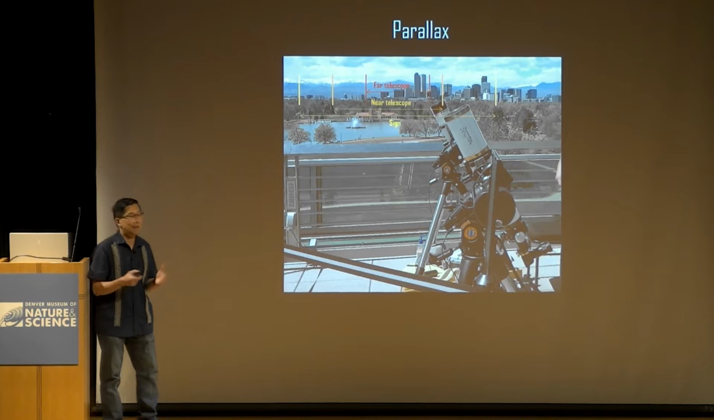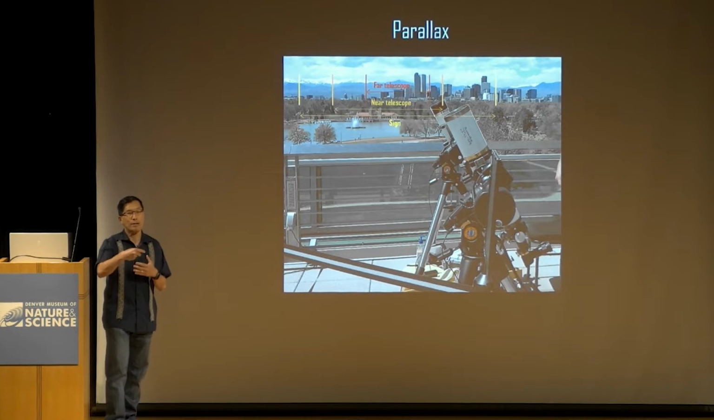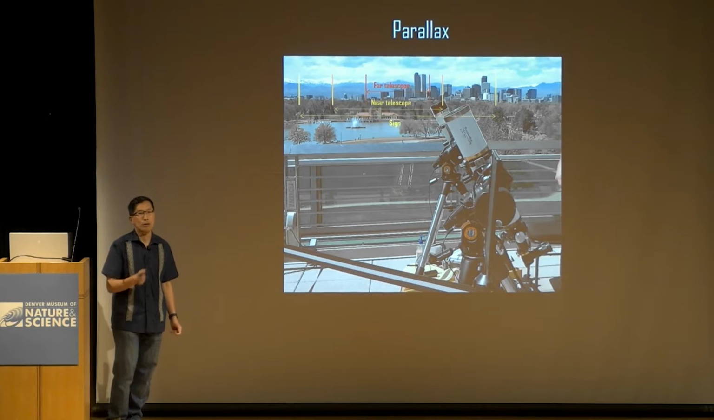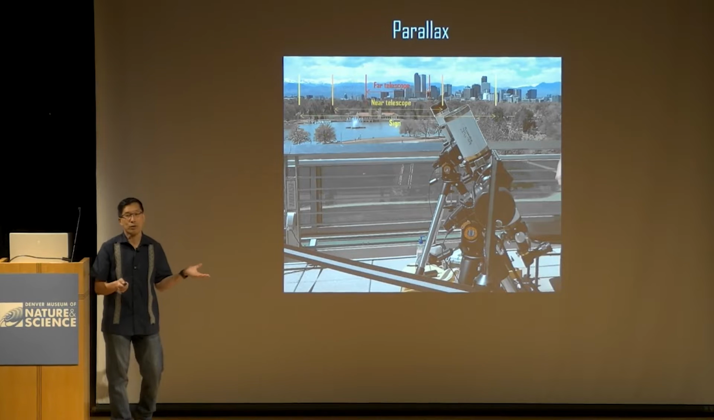If you are looking at something in the foreground and you're comparing it to something in the background, you're basically watching how much it appears to shift as you yourself shift. So how does this work in astronomy?